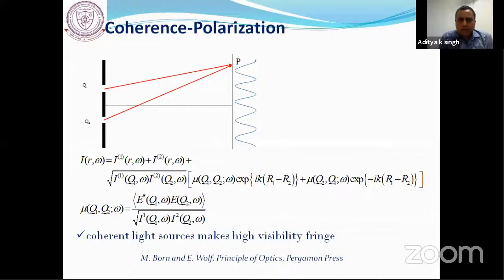But is it possible to cover both coherence and polarization in the conventional interference approach? The answer is no, because usually when we consider interference, we consider it in the context of only intensity modulation. For example, I wrote this equation for the intensity I as a function of the spatial coherence function, the correlation between two point sources Q1 and Q2.